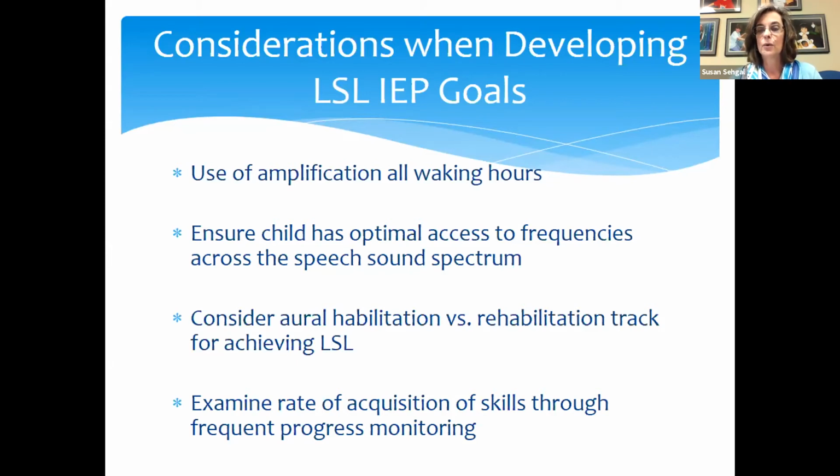Children who are more on the rehabilitation track have a more significant gap or delay in their language skills compared to their typical hearing peers, and so they may need more intensive training than those on the oral habilitation track. Sometimes children who start out on the rehabilitation track will move to a habilitation track, so it's not necessarily static. That's why it's important that we examine the rate of acquisition of skills through frequent progress monitoring, and that will help us identify what IEP goals we should be addressing.